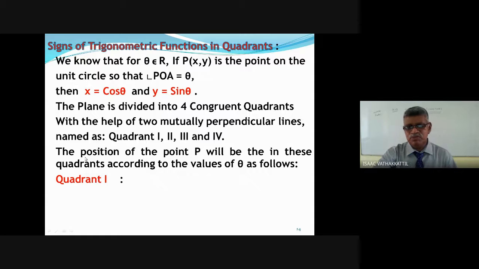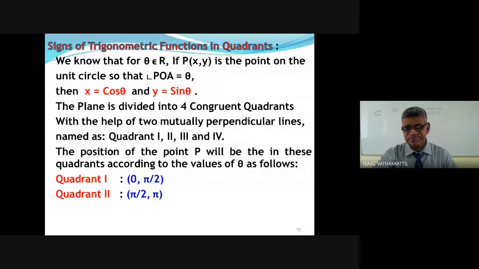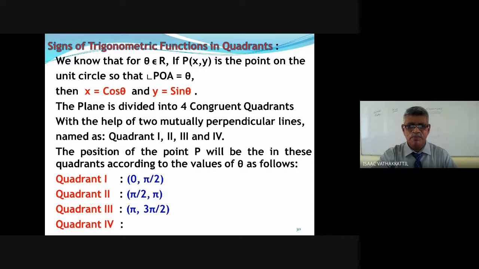If theta is between 0 and pi by 2, the point P will be in quadrant 1, or we simply say theta is in quadrant 1. So we can say quadrant 1 is 0 to pi by 2, open interval. Quadrant 2, pi by 2 to pi. Quadrant 3, pi to 3 pi by 2. And quadrant 4, 3 pi by 2 to 2 pi. And even if theta is bigger than that, you can identify the quadrant simply.